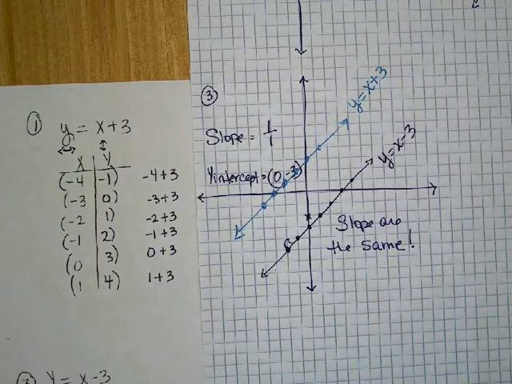Tell me what the picture looks like to you. Looks like parallel lines. Those lines have the same slope. Are they ever going to touch? Never. So I want you to write yourself a note.